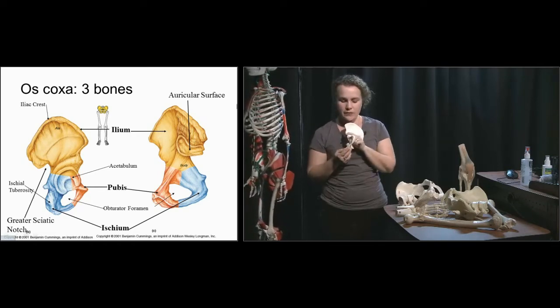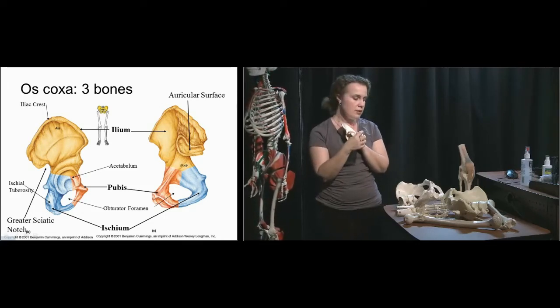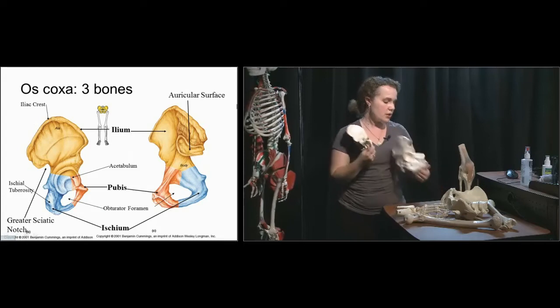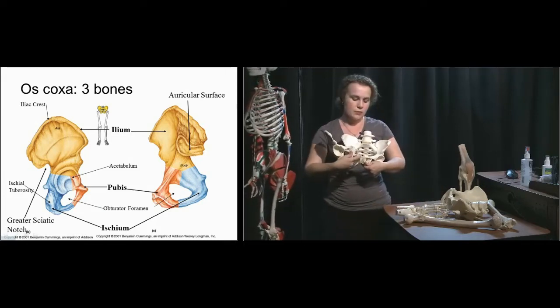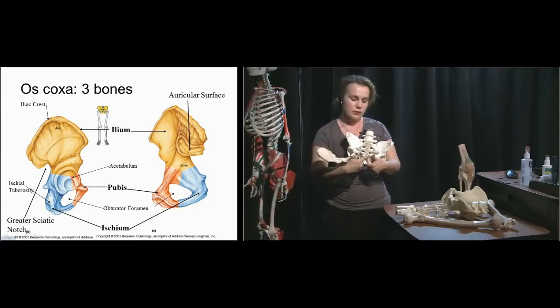Okay? Now if I come forward here, this is the obturator foramen. And then right here, this is where the two os coxae come together in the front. And this forms the pubic symphysis. And we refer to this surface as the pubic symphysis, and we refer to that joint as the pubic symphysis, okay?